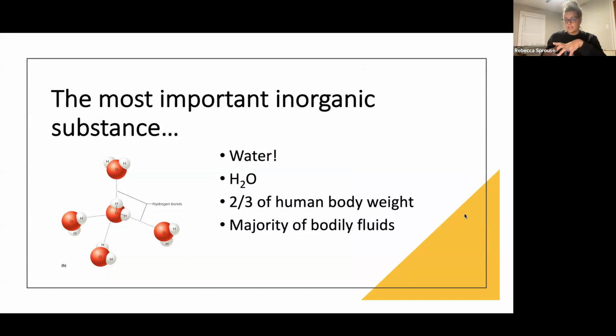Our blood is actually mostly water, and then cells and proteins and other things make up a very small percentage of our blood. Urine is also comprised of mainly water. So the majority of our body fluids are made of water. So water is very, very important. We're going to talk a lot about water balance.